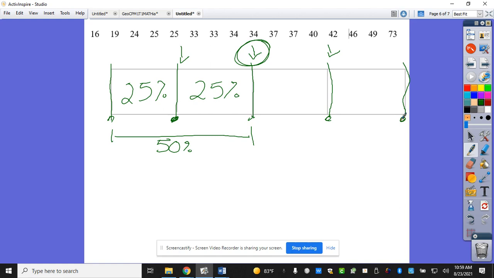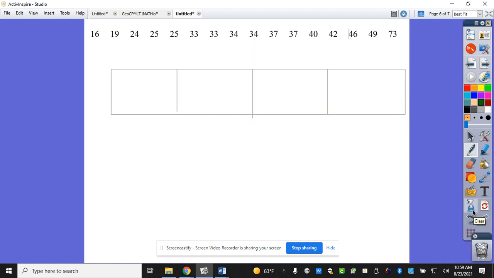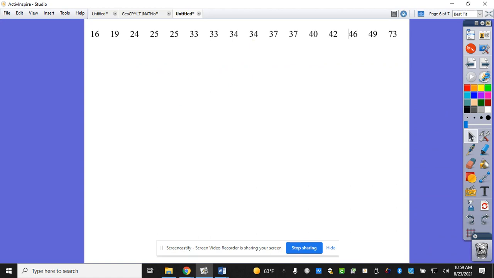So let's take our data set and find the median to start out with. So you told me there are how many numbers? 16 plus 1. Let's flip it on the back real quick. I'm going to do something else.